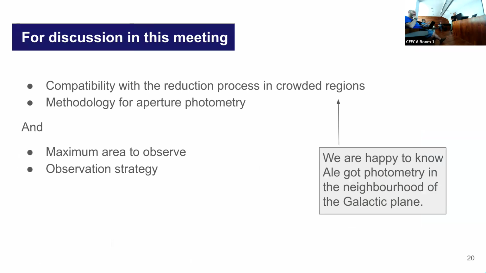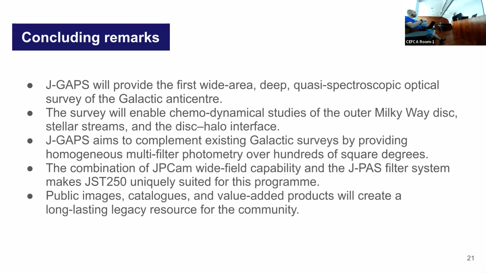And for this meeting, I would like to get information about these four issues. For example, the compatibility with the reduction process in crowded regions. What methodology we will use to get aperture photometry, or what is the maximum area that we can observe, and to get a polished observation strategy for this survey. I am very happy to know that you got photometry in the galactic plane. That is a good estimation for that. And I leave you with the concluding remarks. That's it.